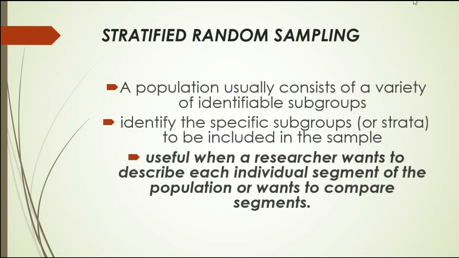We have now stratified random sampling. A population usually consists of a variety of identifiable subgroups. Identify the specific subgroups or strata to be included in the sample. It is useful when a researcher wants to describe each individual segment of the population or wants to compare the segments.